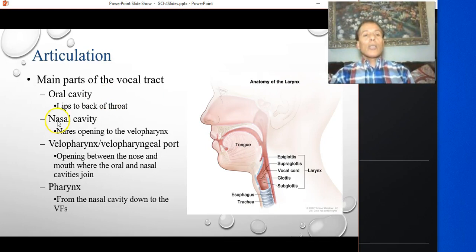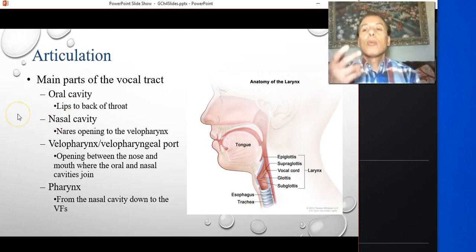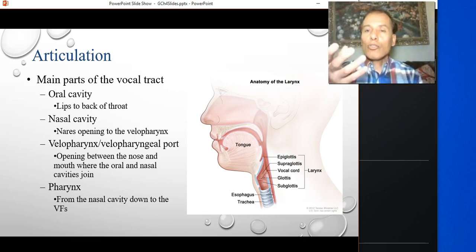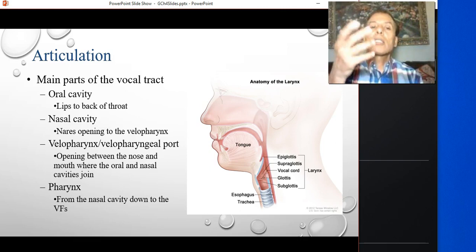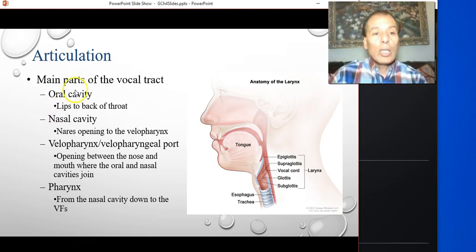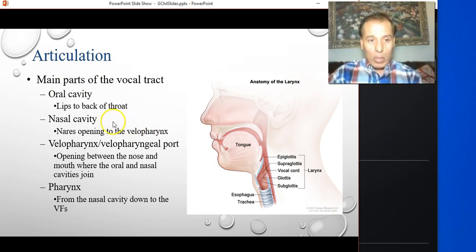So articulation basically is the process of bringing two or more oral structures of the vocal tract together to make sounds, one sound or more sounds. And the articulatory system includes the oral cavity, nasal cavity, and the pharynx, for example, here, and the oral cavity and the nasal cavity, which we call the vocal tract.